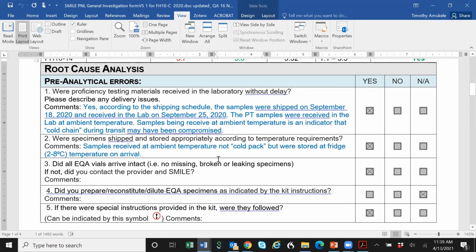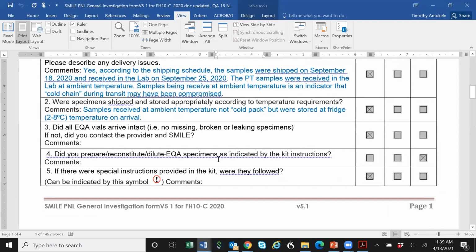So the first one is, were proficiency testing materials received in the lab without delay? Please describe any delivery issues. This is, of course, very relevant to many of us that have labs where things have to be mailed to us. The comment says, yes, according to the shipping schedules, the samples were shipped on September 18th and received on the 25th. And they were received in the lab at ambient temperature. This means that the cold chain may have been compromised. So this is already suggesting that the samples may have an issue, not necessarily the lab.